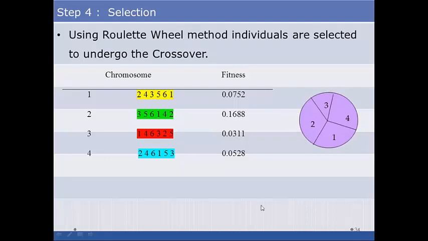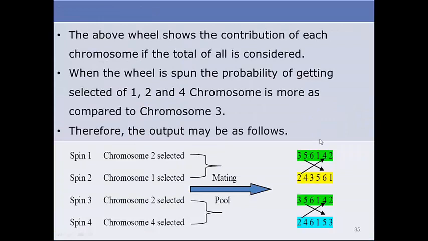Using this roulette wheel method, we are selecting the good chromosomes. Now there can be various methods. You can go for the tournament method. We can have n number of methods for selection criteria. Here the roulette wheel method is explained. So using the roulette wheel method, the selection of the chromosomes is finalized.